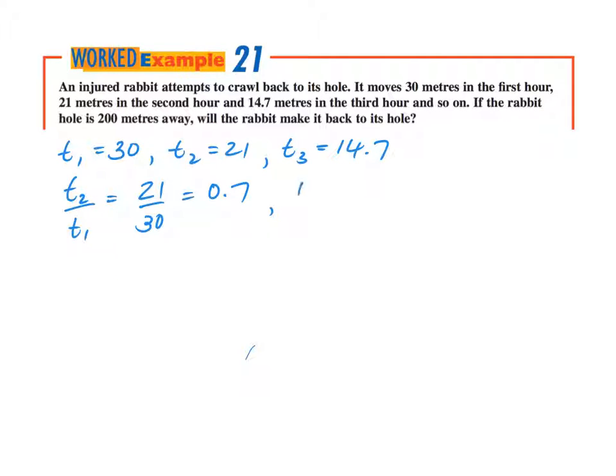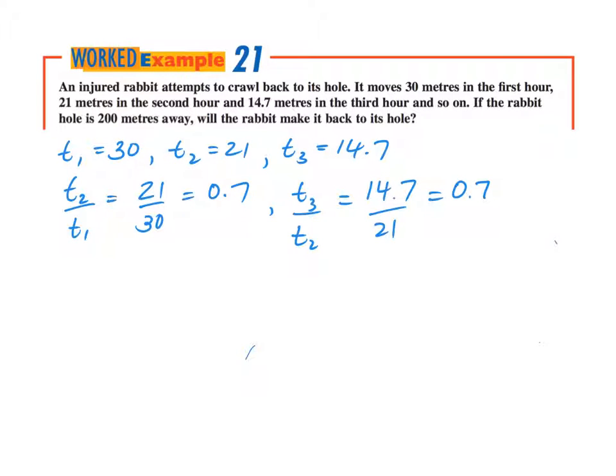Then we take the third and divide it by the second: 14.7 divided by 21. This also gives us 0.7. At this stage we don't have any other terms to work with, so we can say we have a geometric sequence here.